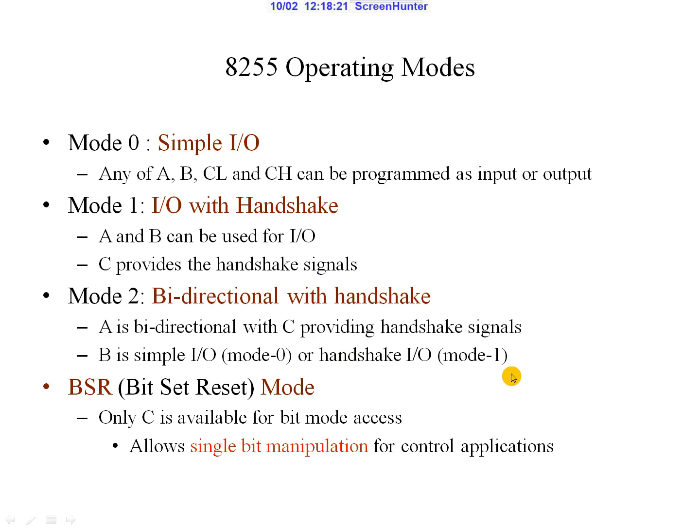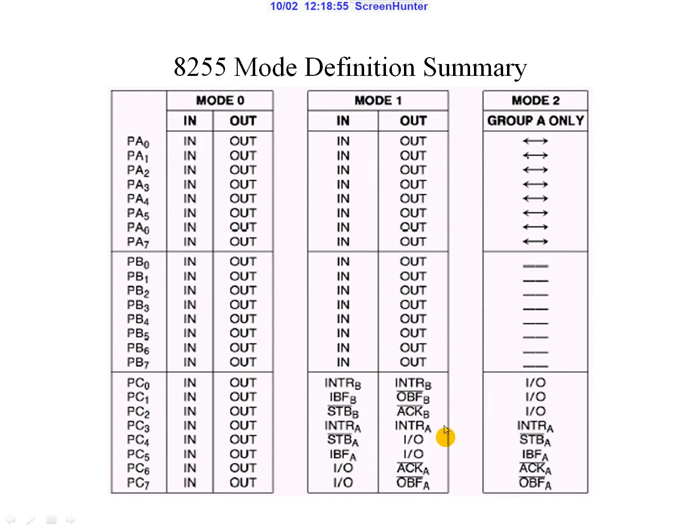B is a simple input output. So B is going to be programmed as in mode 0 and mode 1. So that is the handshake input output mode. So in this mode 2, B is going to be programmed as a simple input output mode or as a handshake mode, but A is going to be bidirectional with C providing the handshake signals. So this bit set reset mode, as I have mentioned, only C is available for bit mode access, and allows single bit manipulation for control applications.